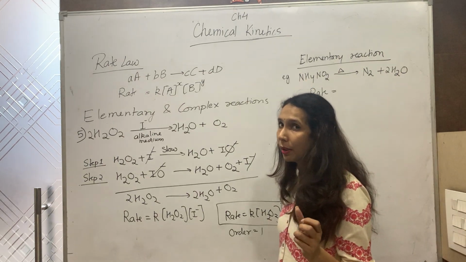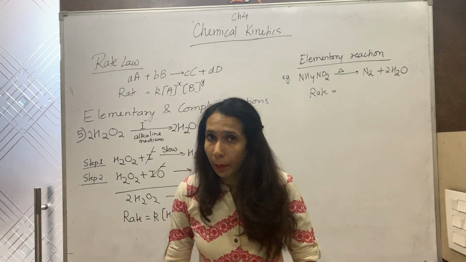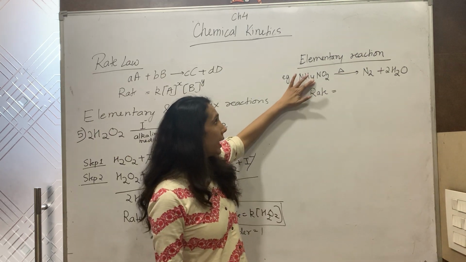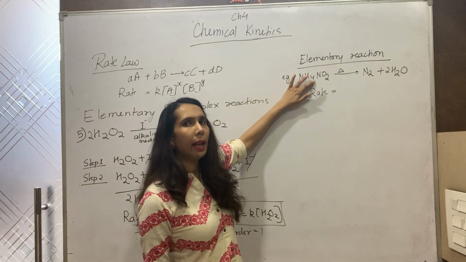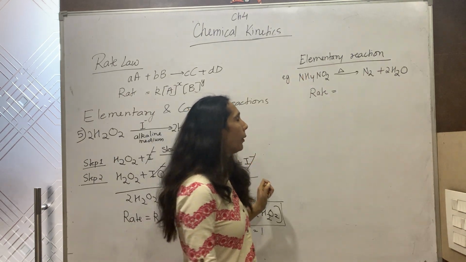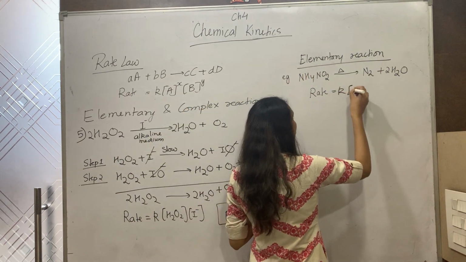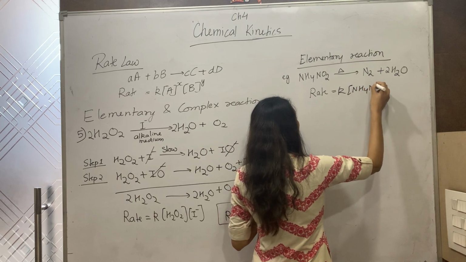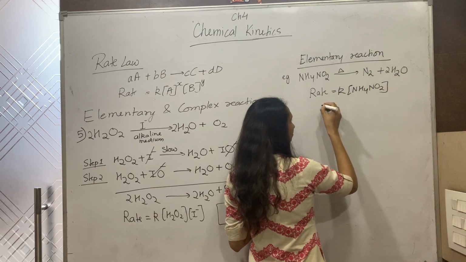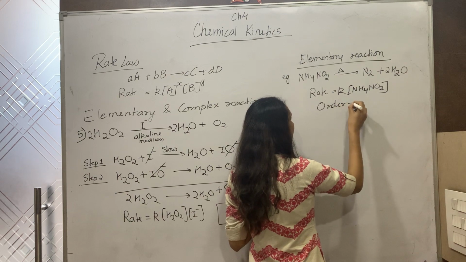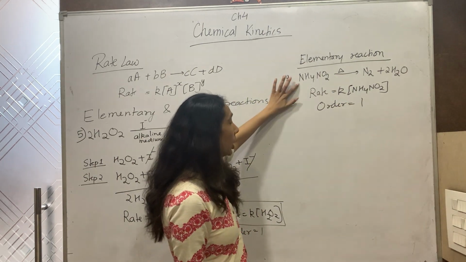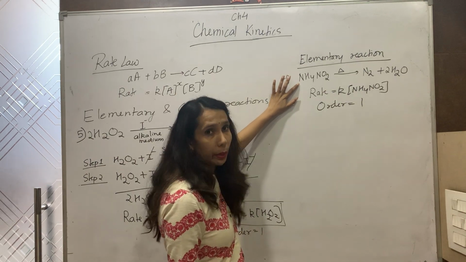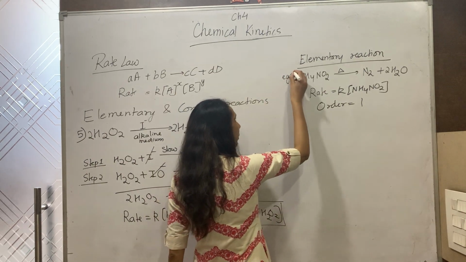But rate law can be written only when I experimentally come to know that this is an elementary reaction. If it is an elementary reaction, then the stoichiometric coefficients will be equal to the power. So this is the rate law and the order of reaction is 1. But for that, we must know that it is an elementary reaction. Let us take one more.